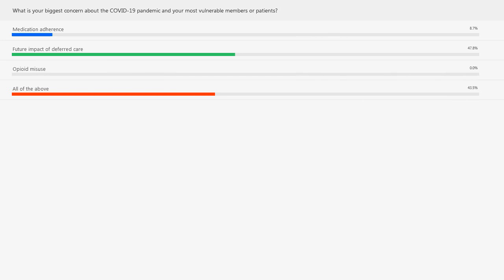So it looks like the biggest concern is future impact of deferred care, followed by all of the above. The future impact of deferred care, 47.8% selected that, and then all of the above, 43.5% have that as their biggest concern, followed by medication adherence at 8.7%. Yep, definitely a mixed bag for sure. And I think all those categories, as we've said, are just all of the above.